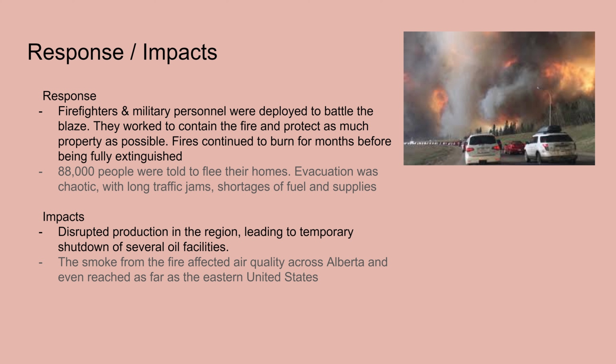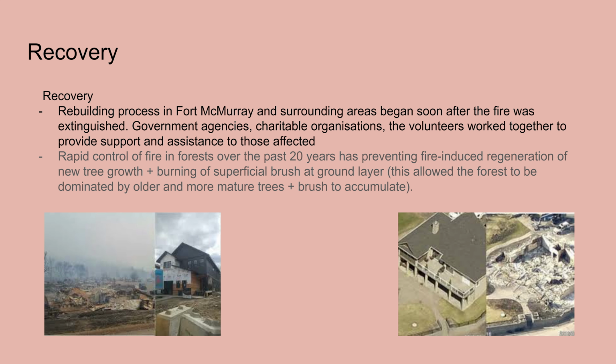Some impacts were disrupted production in the region, leading to temporary shutdown of several oil factories and facilities. The smoke from the fire affected air quality across Alberta and even reached as far as the eastern United States. Finally, the recovery: the rebuilding process in Fort McMurray and surrounding areas began soon after the fire was extinguished. Government agencies, charitable organizations, and volunteers worked together to provide support and assistance to those affected.